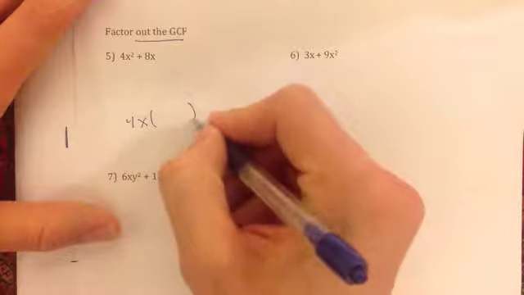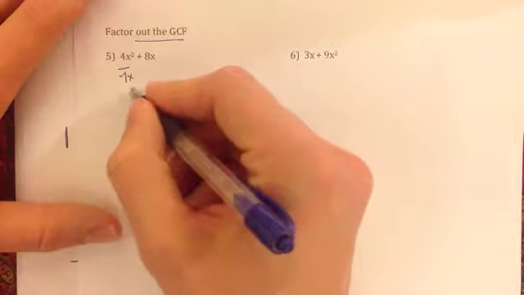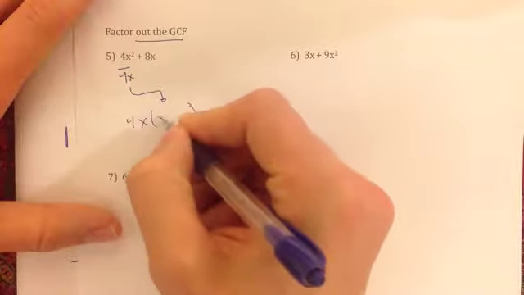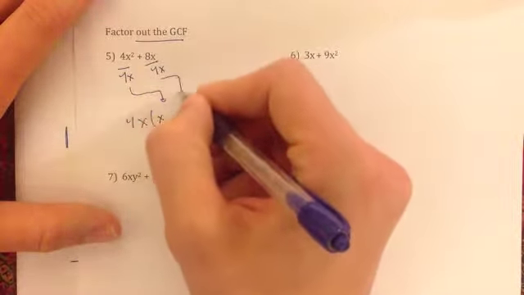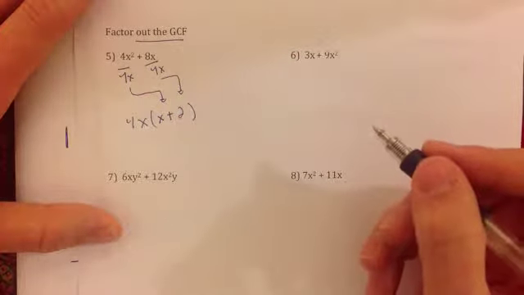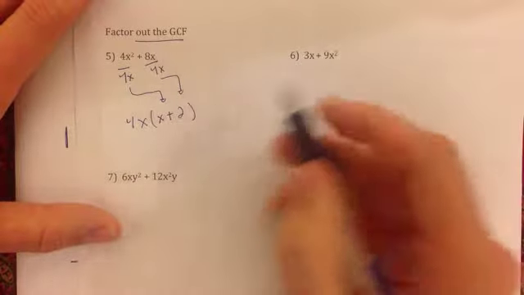And then very important, I'm going to tell you what stays inside. So when I divide that 4x out of the first term, I'm left with an X. When I divide the 4x out of the second term, I'm left with a 2. Alright, that's us factoring out the greatest common factor. Find what's common, and then tell me what's left.